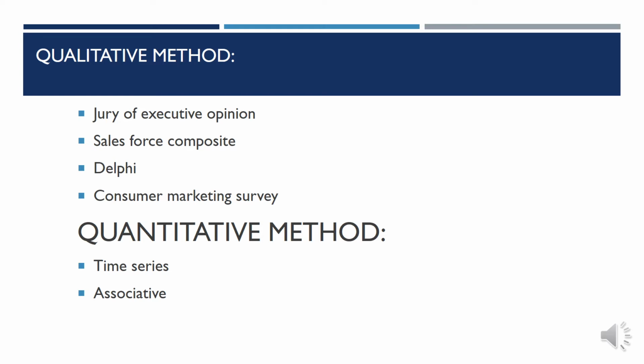The last one is the consumer marketing survey. By using a customer survey, a firm can base its demand forecast on the customer's purchasing plans. Then, the next method is the quantitative method. Here, there are two types, namely the time series and associative.